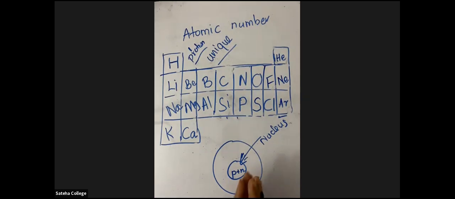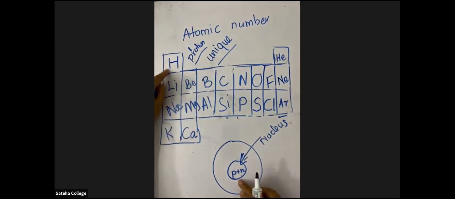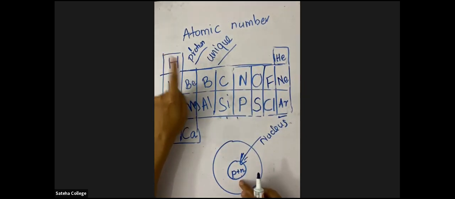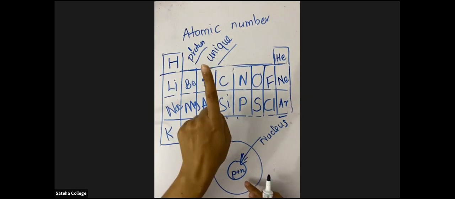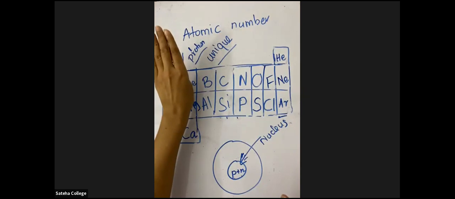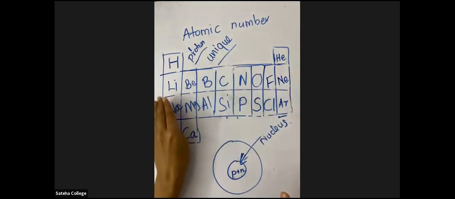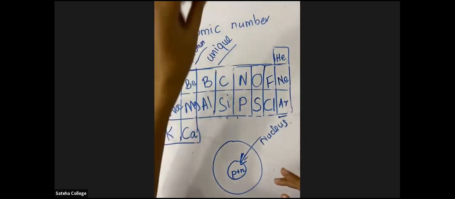I'll explain again. Look here. When you take the hydrogen atom, you know in the nucleus you have proton and neutron. They found out that this proton number is unique. Unique means, if hydrogen is having one proton, can any other atom have one proton? Can't. It's unique. That means helium should be something different, lithium should be something different. Two atoms can't have the same number of protons.